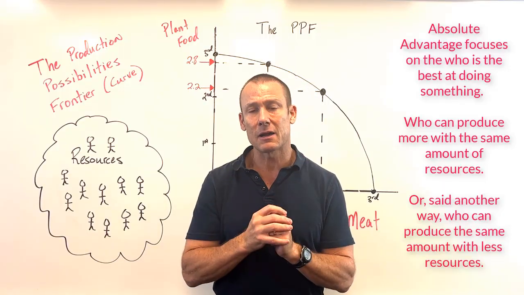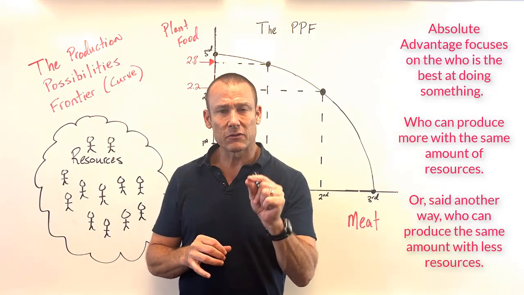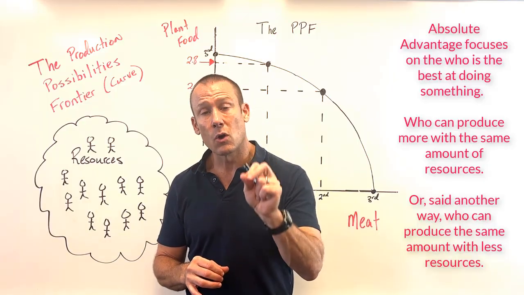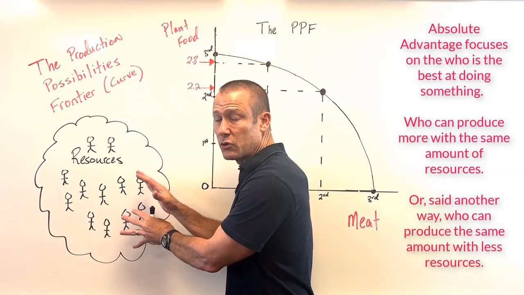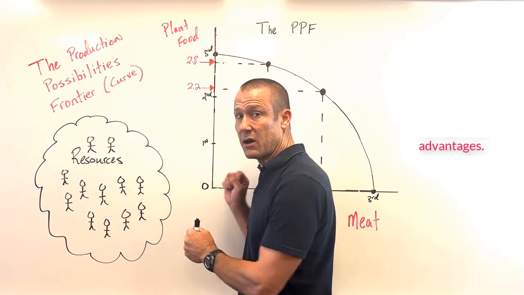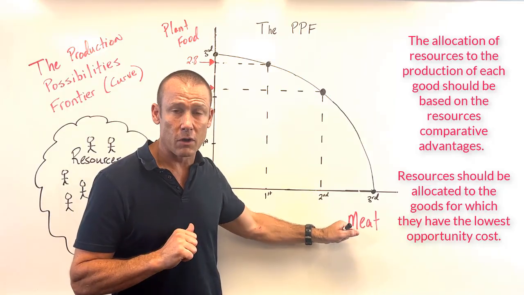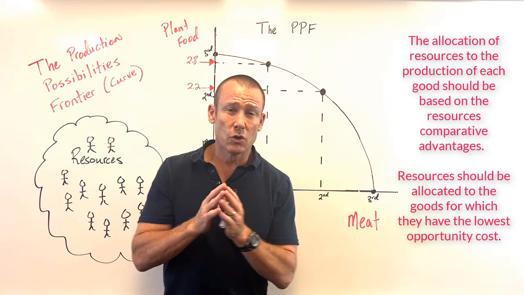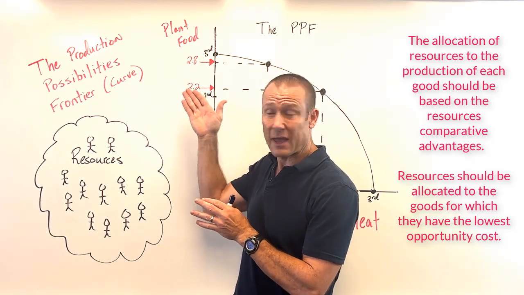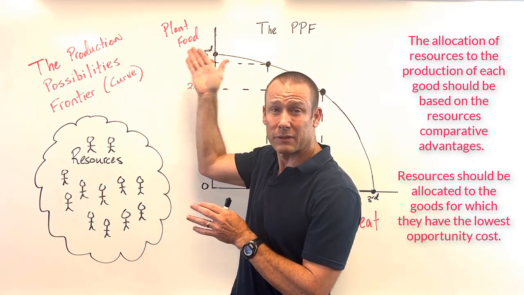That's not what the economist is going to focus on. The economist is going to focus on who has the lowest opportunity cost. They'd say, hey, who's got the lowest opportunity cost when they hunt? When they go look for food, for meat, when they go hunt, who has the lowest opportunity cost? Who's going to give up the least in the way of gathering, in the way of giving us plant food?